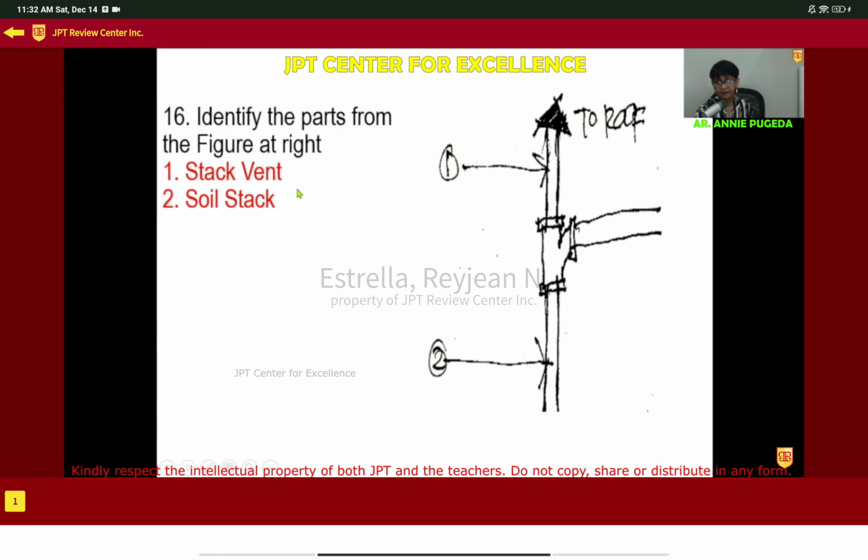Waste stock. Next. I've placed it already, because you see, this is a fixture branch. It goes down, there is waste, and it goes to number 2. What is number 2? If this is waste, let's say excreta is involved, that is a soil stock. If there is no waste from excreta, then we call it a waste stock.